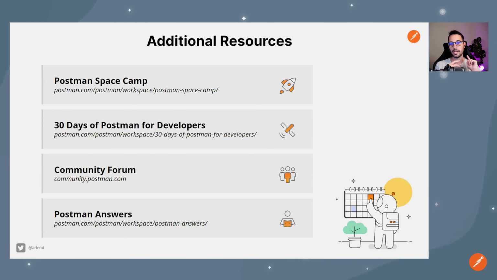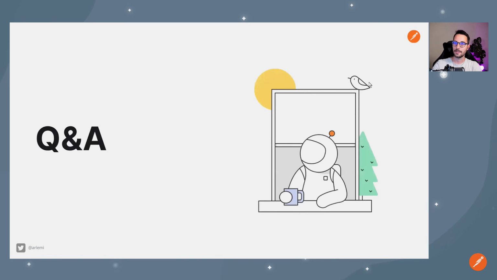And then we have the Postman Answers workspace, where there are different collections that you can fork that have pre-made requests to do certain things. So for example, again, coming to asynchronous requests, I know we have a collection that shows how to do parallel requests, series requests, etc. in there. That could be useful. With that said, let's jump into the Q&A quickly.